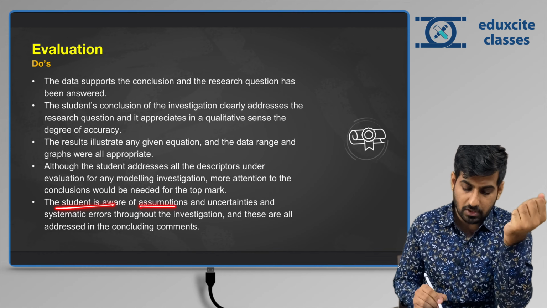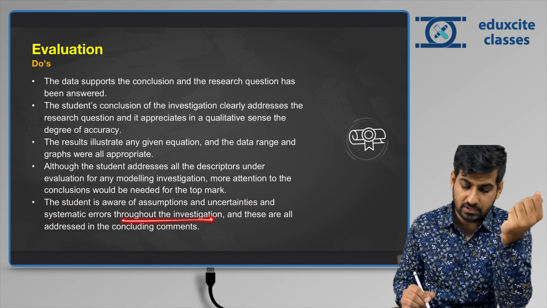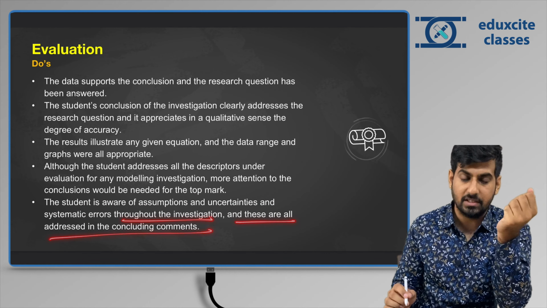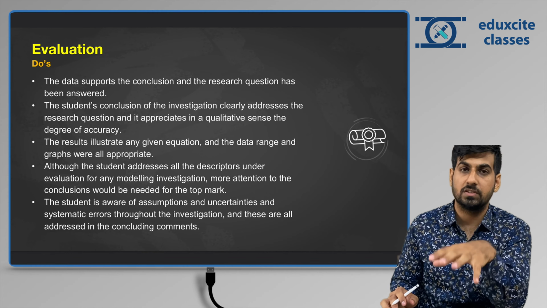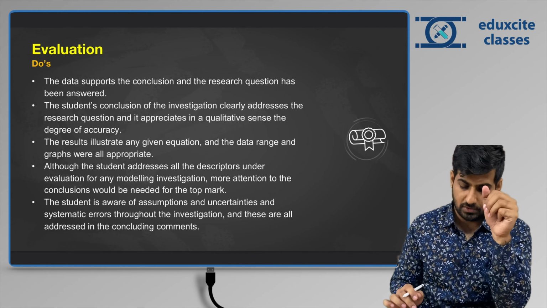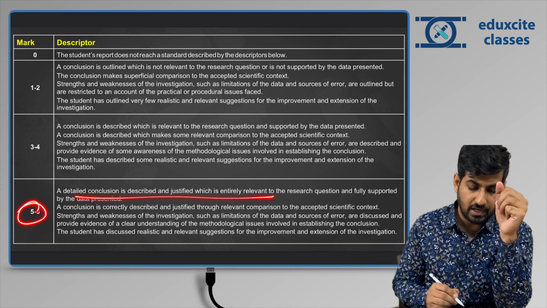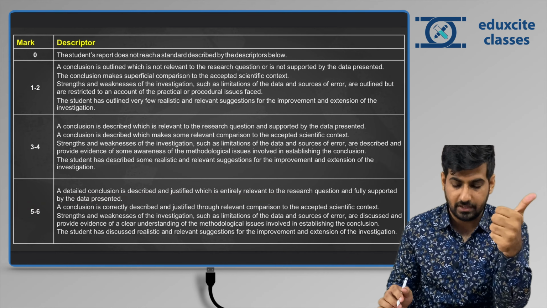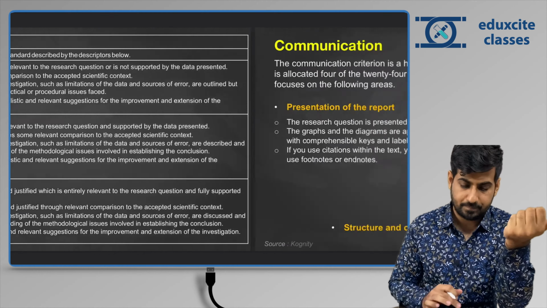The student is aware of the assumptions, the uncertainty and systematic error throughout the investigation. These are all addressed in the concluding comments. So you know what your weaknesses and strengths are, and you have properly mentioned those things in your conclusion. If you follow all this, you will definitely get a band of 5 or 6. This is directly taken from your IB guide.